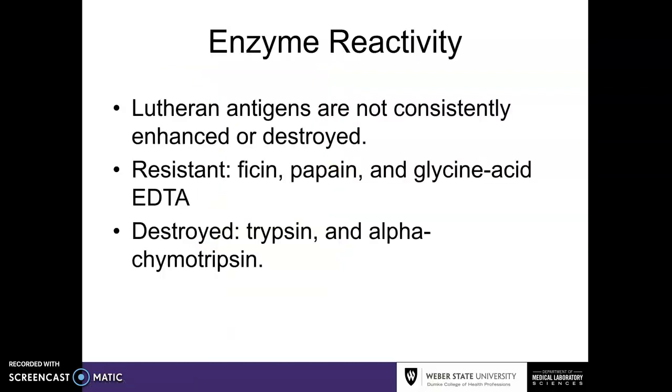So with enzyme reactivity, Lutheran antigens are not consistently enhanced or destroyed. It all depends on what enzyme we use. When treating cells with ficin, papain, or glycine acid EDTA, the Lutheran antigens are resistant, so they will most likely be enhanced because they won't be destroyed. If you treat the cells with trypsin or alpha chymotrypsin, then they will be destroyed.